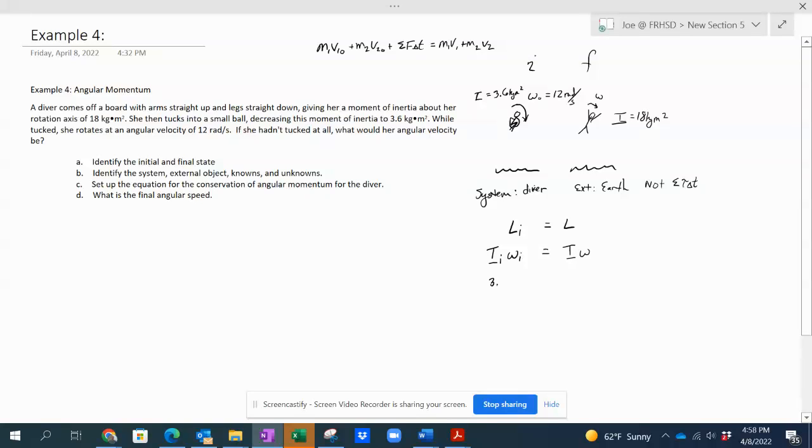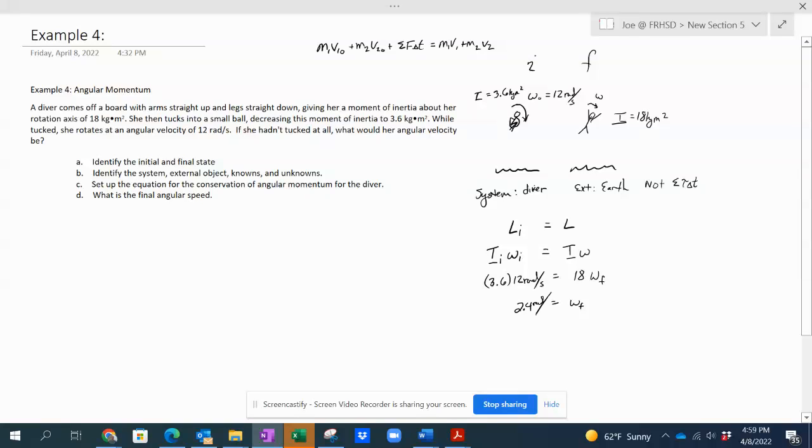So we have 3.6 times 12 radians per second is equal to 18 when their arms are spread apart. So numerically, you almost increase here by a factor of 5 by just taking your arms and legs and spreading them away from your axis of rotation, multiplied by the final angular speed. So if we solve for the final angular speed, we find out that the final angular speed is 2.4.